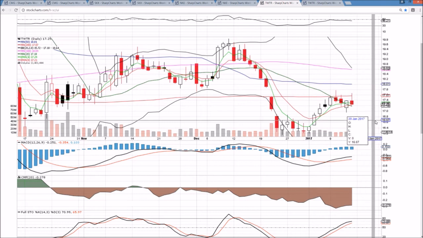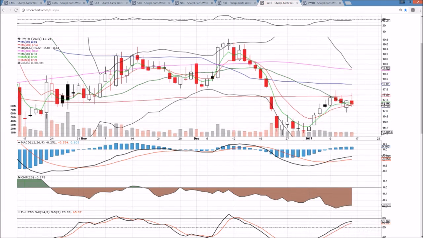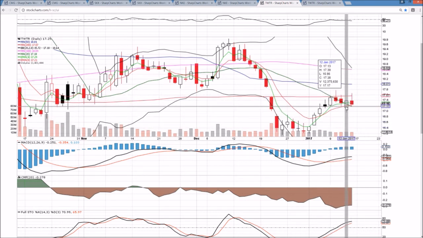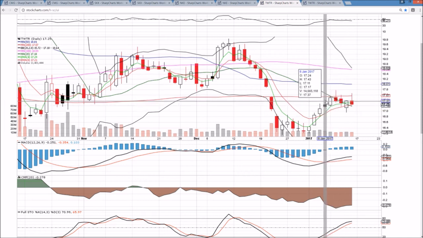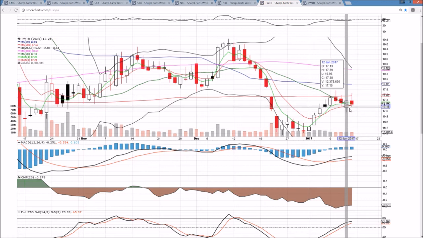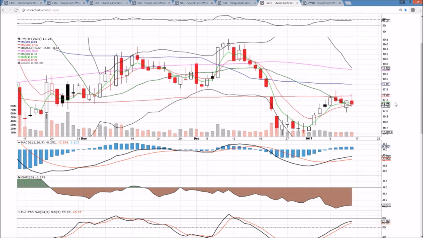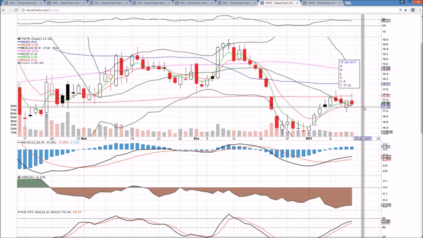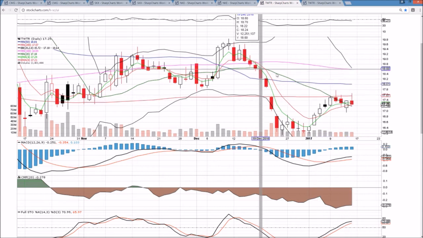Checking in on Twitter on the daily time frame, rejecting from the 200-day moving average resistance. So that is very clearly the resistance level to be watching, as we have now rejected 4 of the last 5 days. Saw some nice follow through from this bullish candle on Thursday, but the bulls couldn't hold the gains at all, and we closed down near the low of the day. So it's all about that 200-day moving average.